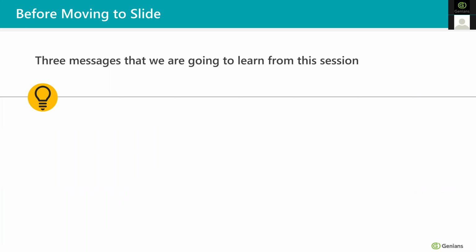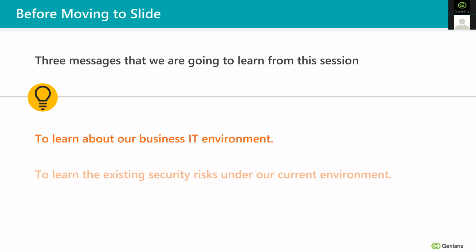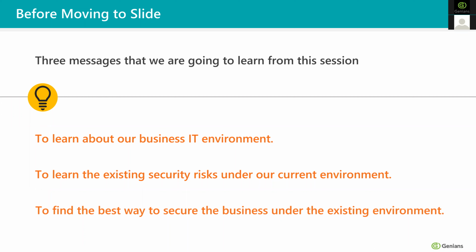Before moving to the slide, I'd like to check what we will learn from this session. There are 3 messages that we need to pay attention to. First, we will learn about our business IT environment. Second, we will learn the existing security risks under our current environment. Third, we will learn to find the best way to secure the business under the existing environment.